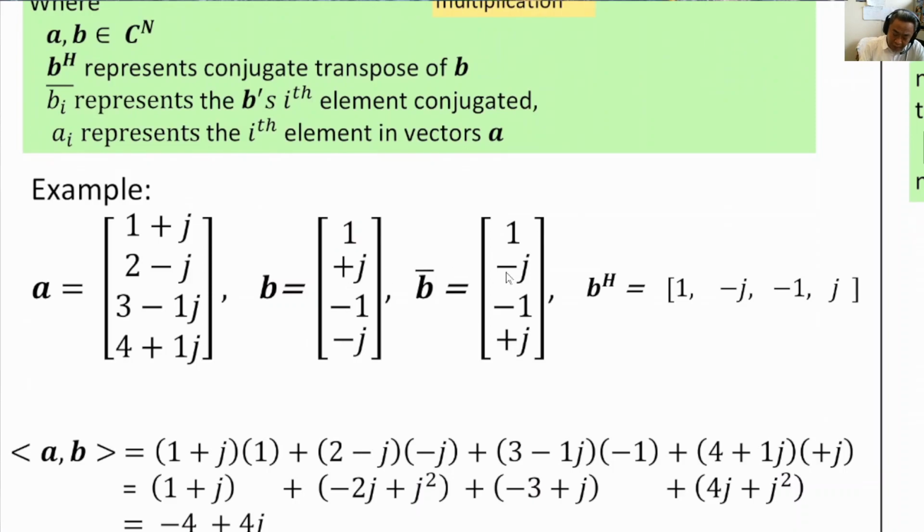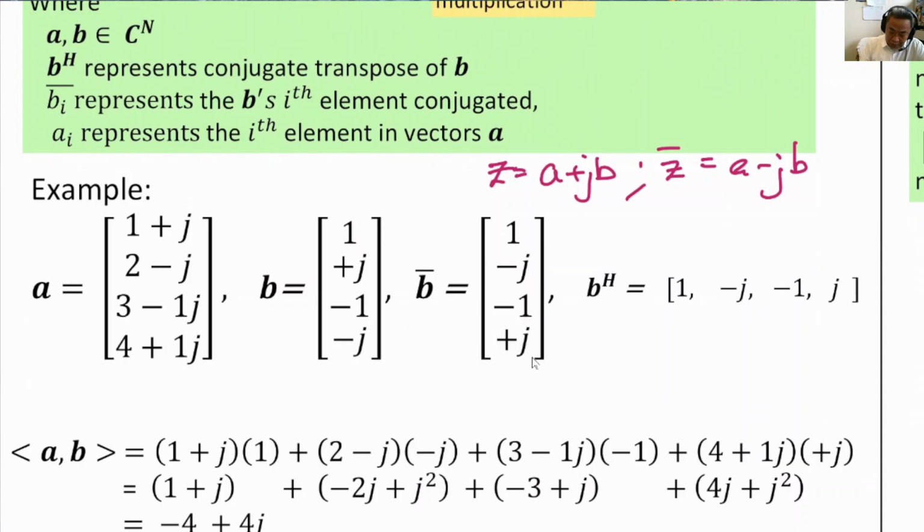Remember, if Z is A plus jB, Z conjugate is A minus jB. That's all. So A plus jB becomes A minus jB. The real part remains the same. The imaginary part has the sign inverted. So this, can you see? Only the sign of the complex numbers is inverted.